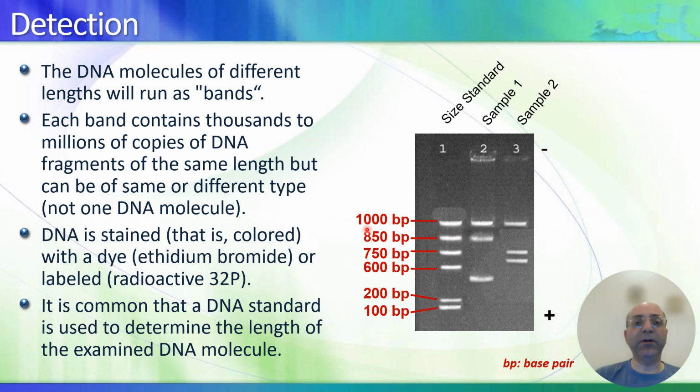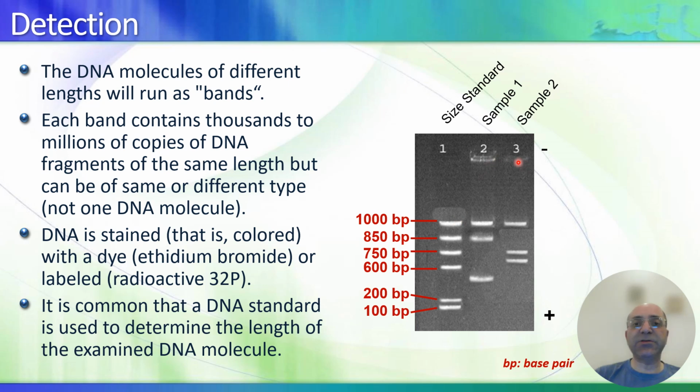Note how we call it: 1,000 base pair, meaning that each strand contains 1,000 nucleotides. The complementary strand also contains 1,000 nucleotides, so together 1,000 base pairs. This band, we know that it contains DNA molecules of this size: 850 base pairs, 750, 600, and so on. So note how they travel. The smaller DNA molecules travel faster than the larger DNA molecules.